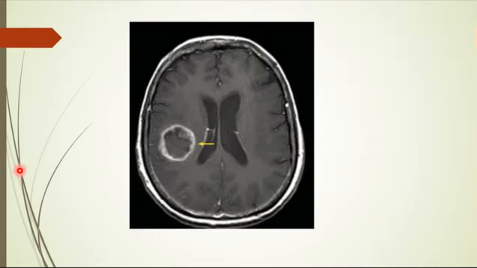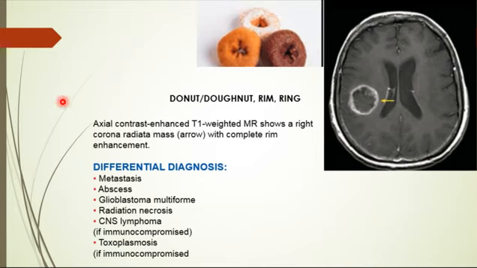Let's see another sign. What's this? Okay, ring. What else? Ring and donut sign. Exactly. Oh, it's the same sign, different names for the same sign. So this is an axial T1 image showing a right corona radiata mass with complete ring enhancement. No dimple, no incomplete ring, things like that. It has a big differential diagnosis like metastasis, abscess, GBM, radiation necrosis, CNS lymphoma if immunocompromised, and toxoplasmosis if immunocompromised.